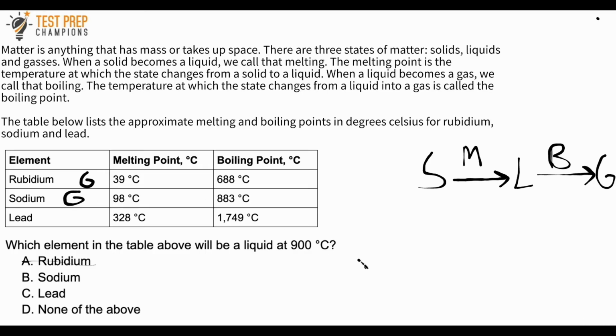Now what about lead? Well, if we look at lead, we see that the boiling point for lead is 1,749 degrees. If the temperature is 900 degrees, lead is going to be a liquid. So the correct answer here is C, lead.